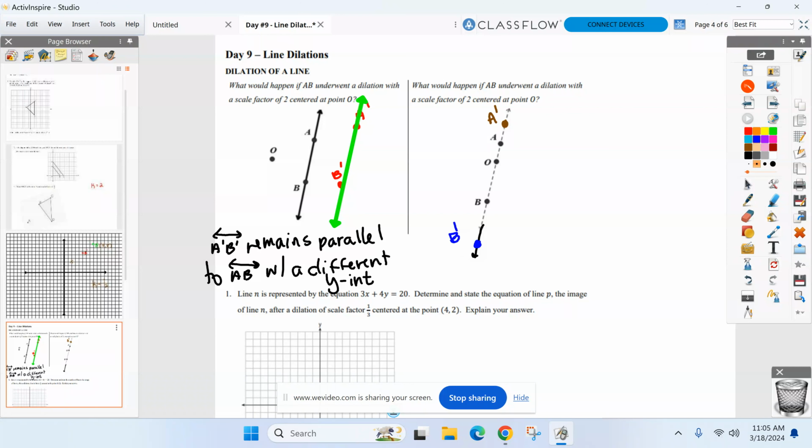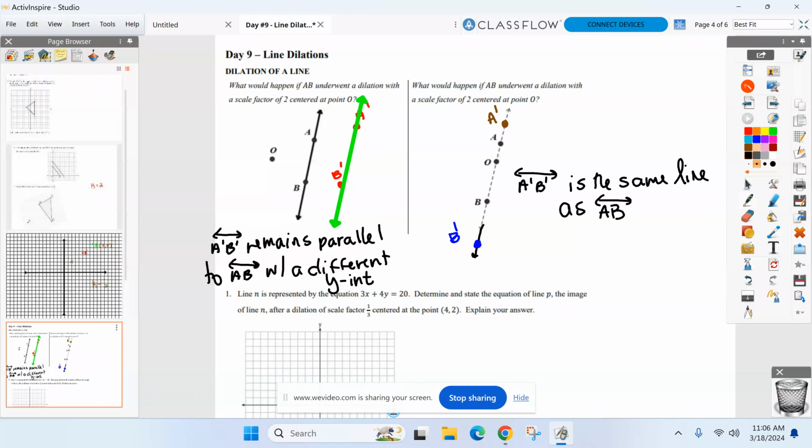So will they always remain parallel? No! If the center of dilation is on the line, what can we say? Same line. The image and the pre-image are the same. So A prime, B prime is the same line as line AB.